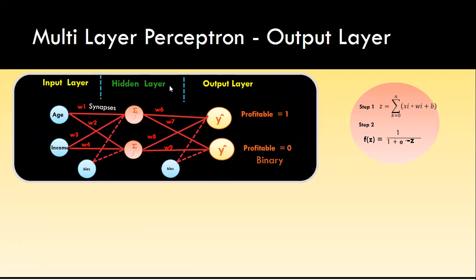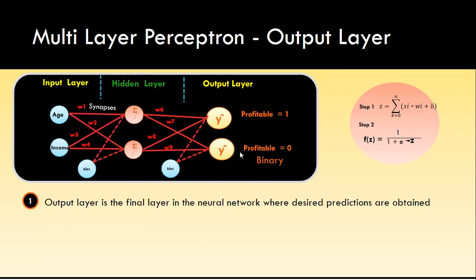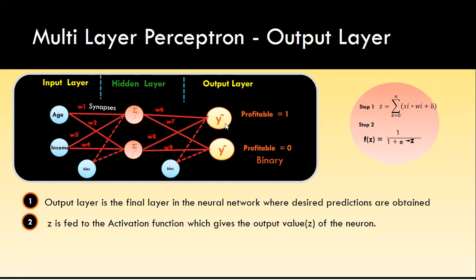And the next one is the output layer. The output layer is responsible for producing the final result. There must always be one output layer in a neural network. You need to have an output layer. The output layer is the final layer in the neural network where the desired predictions are obtained. The output layer takes in the inputs passed in from the layers before it, and it performs the calculation via its neurons, and then the output is computed. Even in the case of the output layer, these two steps are carried out.